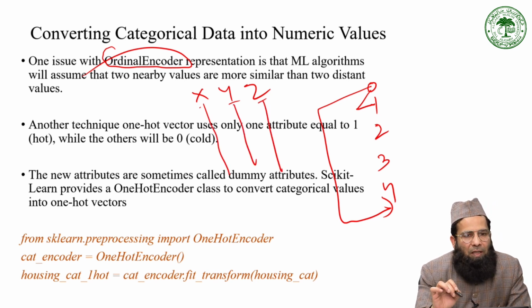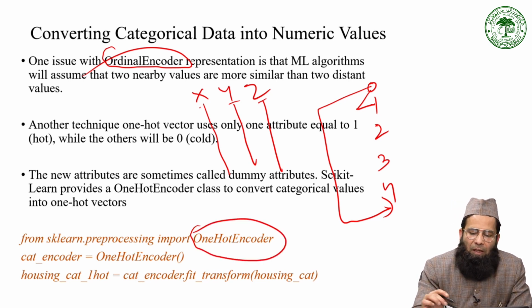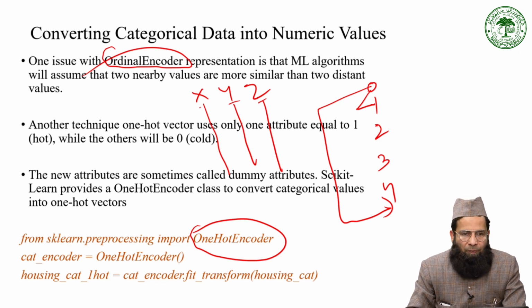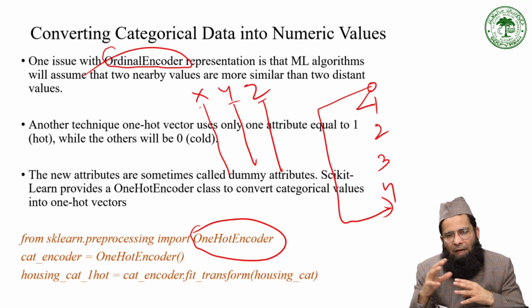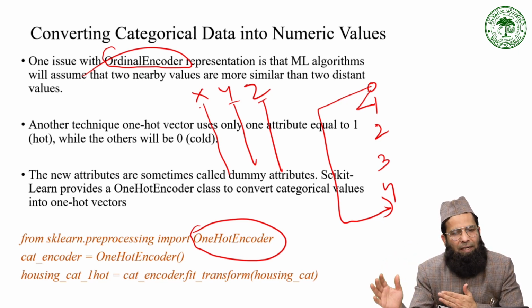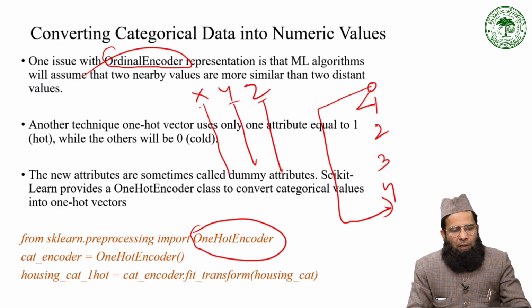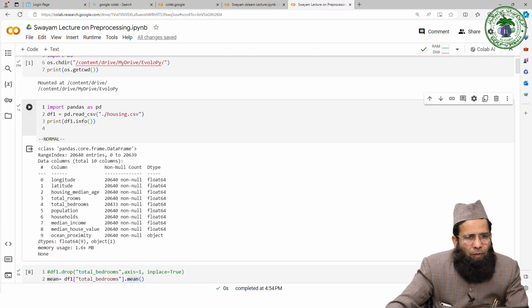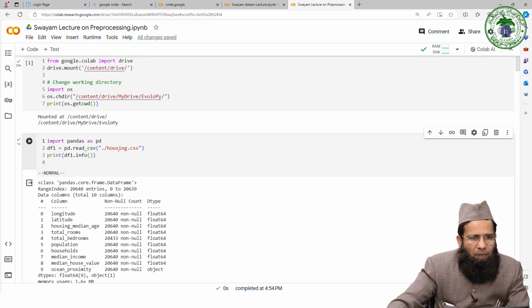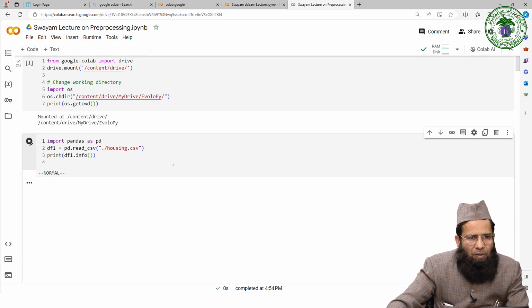Scikit-learn provides a OneHotEncoder class to convert categorical values into one hot vectors. So this is the module that we call OneHotEncoder, which would be used to convert categorical data into numeric values, and it will internally create several dummy attributes related to the categories. Let me switch to Google Colab so that I can discuss this step, converting categorical data into numeric values. Now I'm trying to load the housing data set. Let me execute this one.